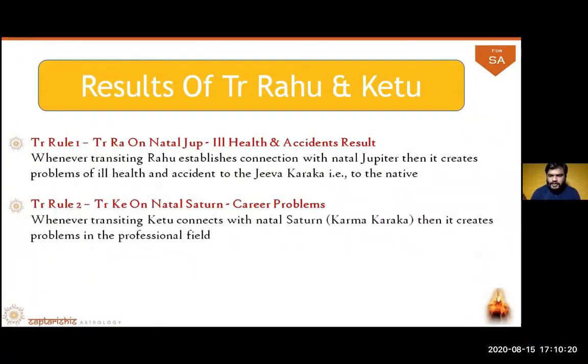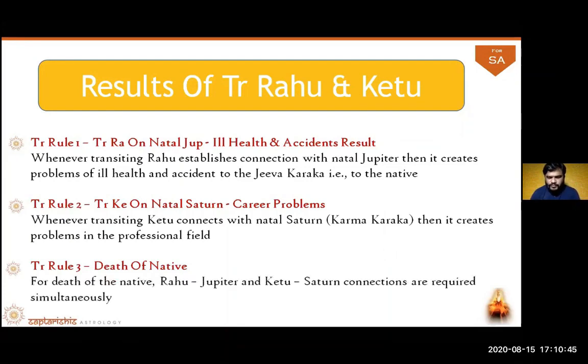So whenever transiting Ketu connects with the natal Saturn, then it creates problems in the professional field. Now the third and most important thing is the death of the native. We can use rule 1 and rule 2 to know about the death of the native, like in which transit death can take place. This is very important. So for the third rule, we have to combine both, first and second.